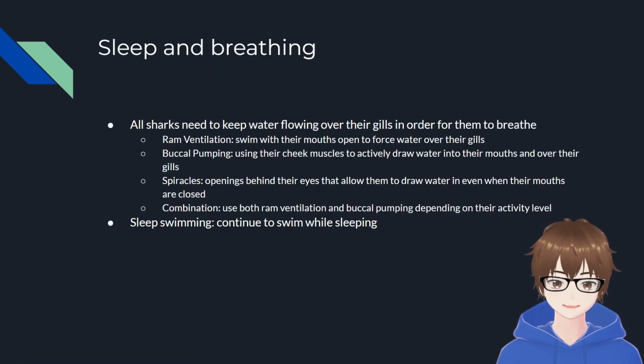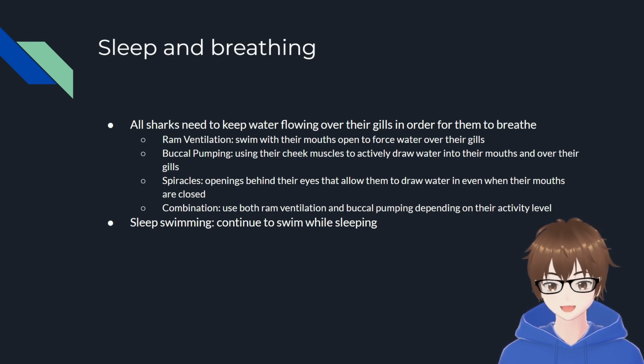Since we just got done talking about the respiratory system, now is probably a good time to start talking about their sleeping and breathing situation. As people have probably heard, sharks need to keep swimming to breathe. That's not entirely true, but we'll go over that. All sharks, of course, need to keep water flowing over their gills in order to breathe, but they have a few different ways to do this. The first is ram ventilation, where a shark will swim with their mouth open to force water over their gills. These are the ones that people think of that have to keep swimming to breathe.